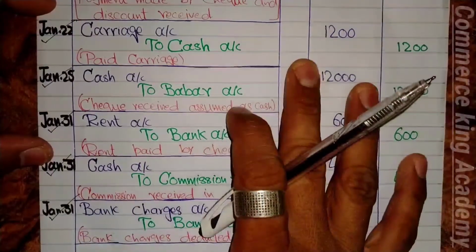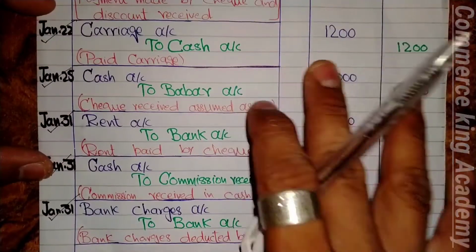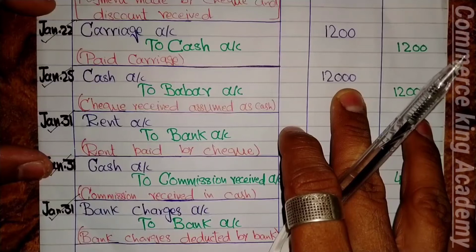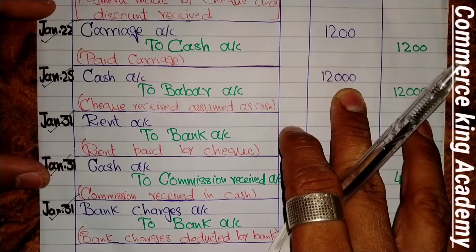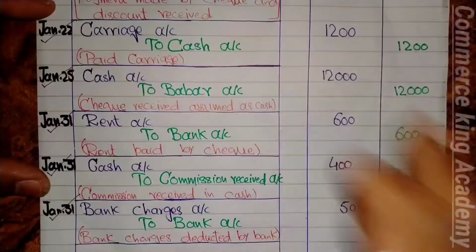So dear students, all the journal entries of all the transactions have been completed here. Now we will move toward our next stage, which is the ledger account, or posting these entries into the ledger account.